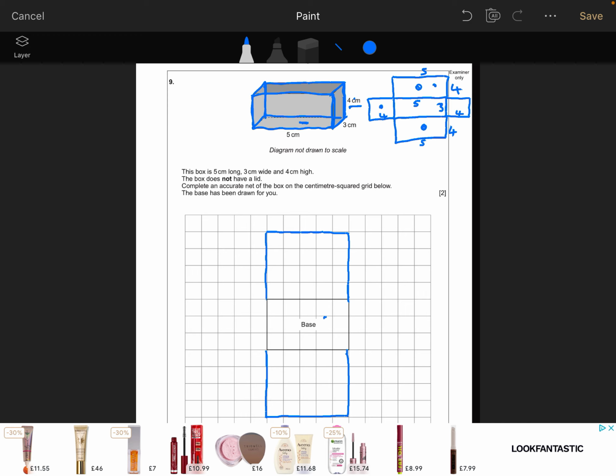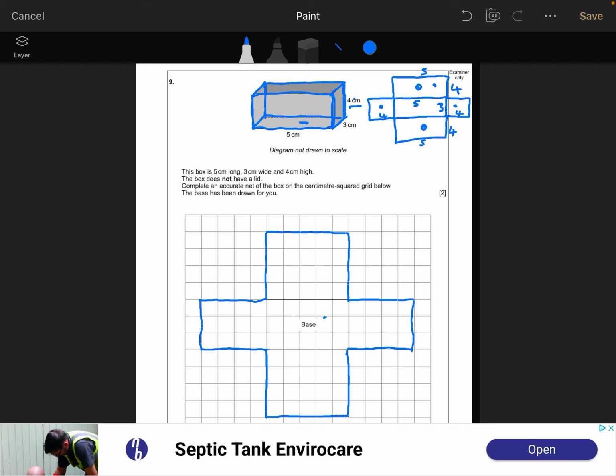Draw the edge here, and I need to go 4 along that way. That's only 3, so I go to 4. And then match the other side here, so it was 4 here as well. And just checking, does that look right? It does. If I folded that up, that should give me the same box as the top, and it doesn't have a lid, so I don't need the extra one to go on top. Okay, that's 2 marks.